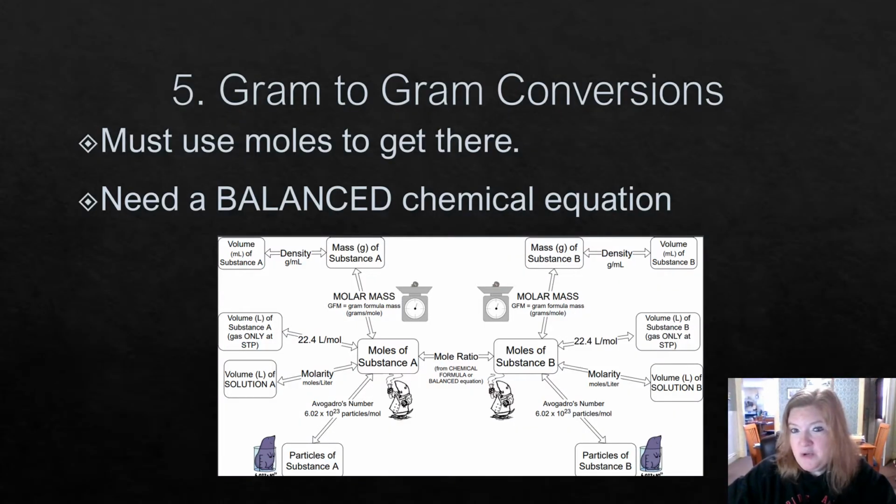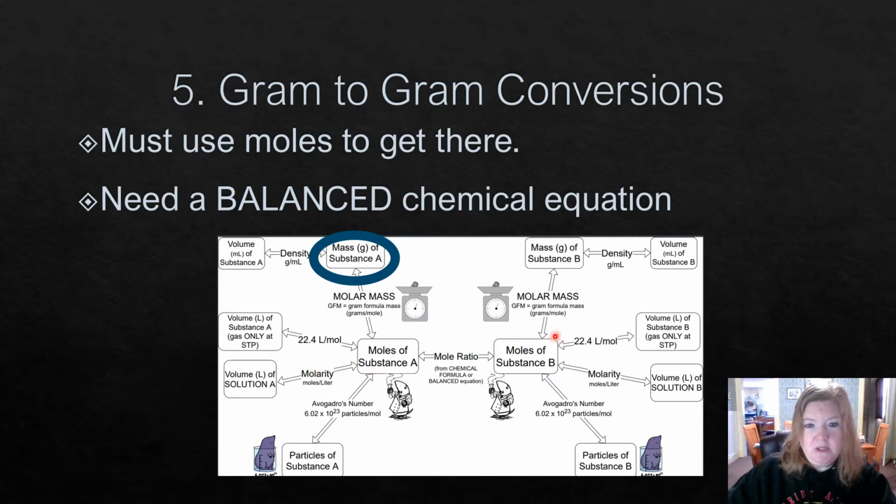Okay, what about gram to gram conversions? So I have to use moles to get there. What do I mean? I mean going from grams of one substance to grams of another substance. The equation has to be balanced. I can't do this without a balanced equation. So I would be starting with mass of substance A, and I'm trying to get right here to mass of substance B. There's no arrow that goes directly between them. So I have to follow the easiest arrow path to get there, and there's only one.